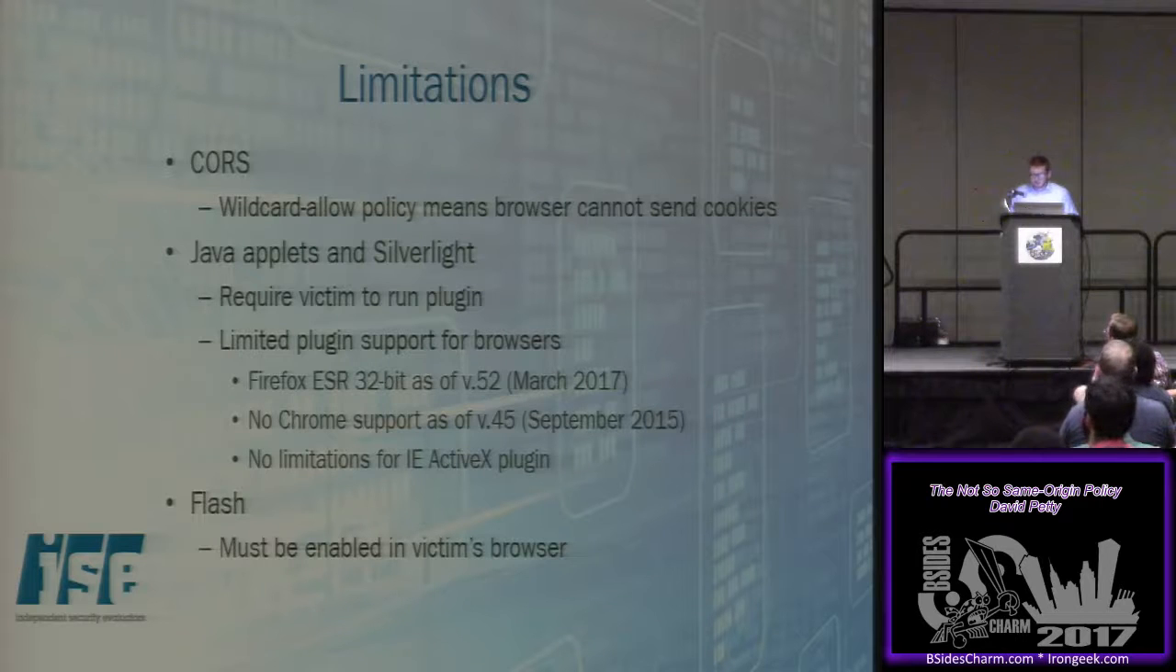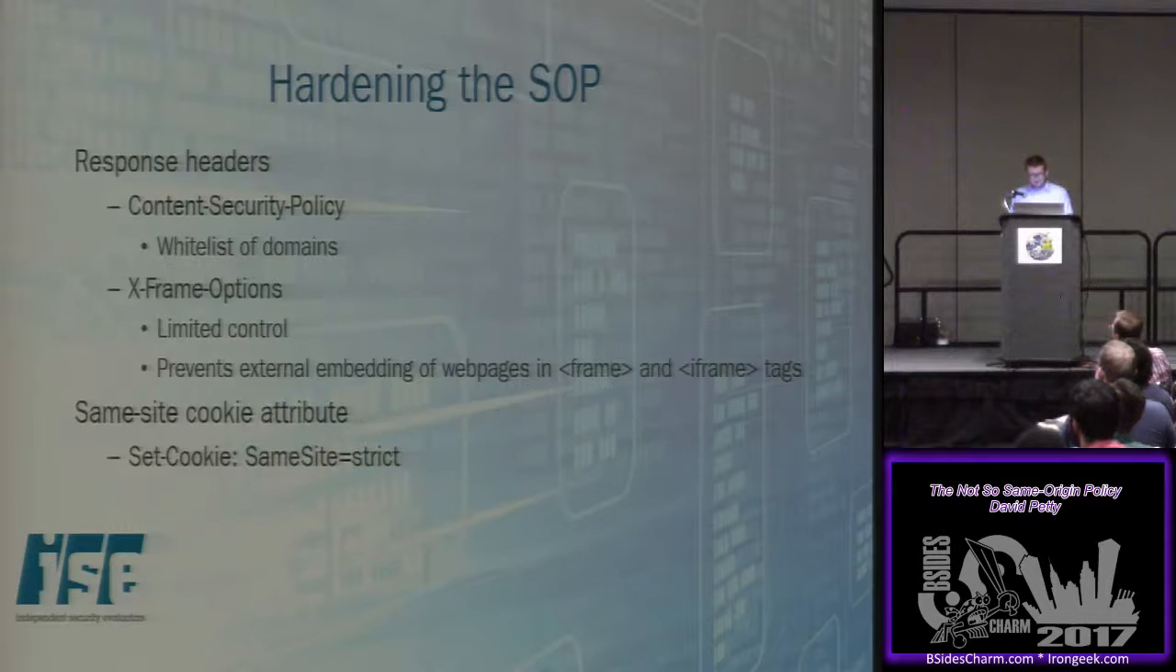So to summarize some limitations: with CORS, you can't have a wildcard policy while also sending cookies, so that's a limitation for developers and attackers. Java applets and Silverlight require the victim to run the plugin, so you actually have to click run, and some people will do that and some people won't. And there is limited plugin support for browsers. As of March this year, the Firefox ESR, or extended support release, 32-bit is the only one that supports these plugins. There hasn't been Chrome support since September 2015, but for IE there are no limitations; the ActiveX plugin still supports them. And the only thing for Flash is it has to be enabled in the victim's browser for the attack page to run.